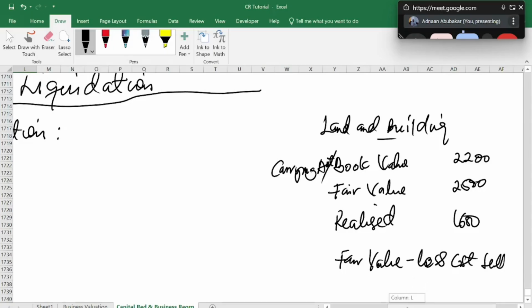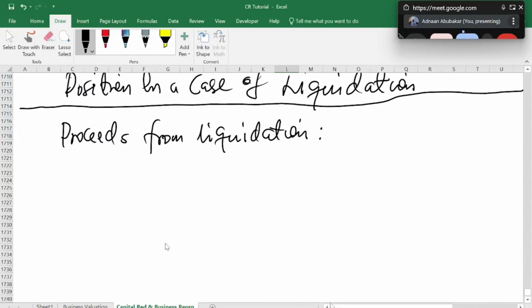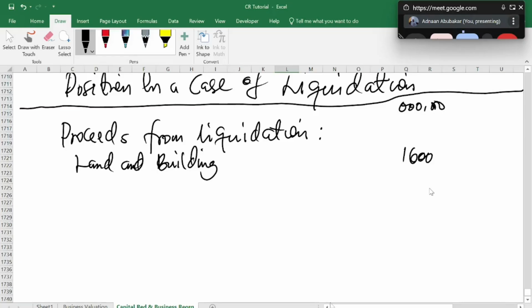So here, land and building, what will be the proceeds? Which figure are you considering? We have to use the realizable value. Which one? How much? 1,600. Thank you very much. So here, what will be in millions is what you will realize. Good.